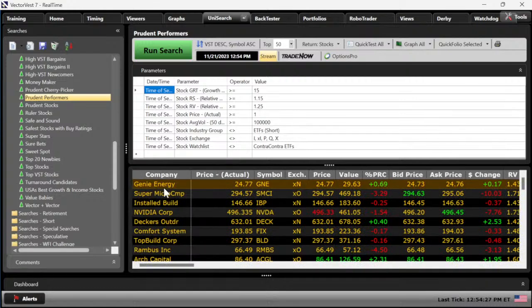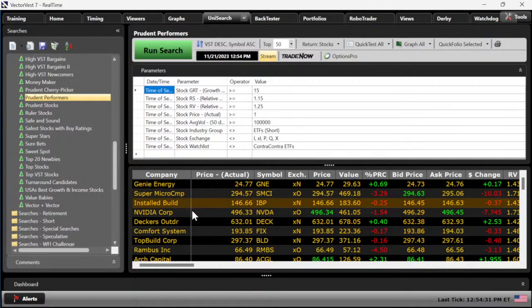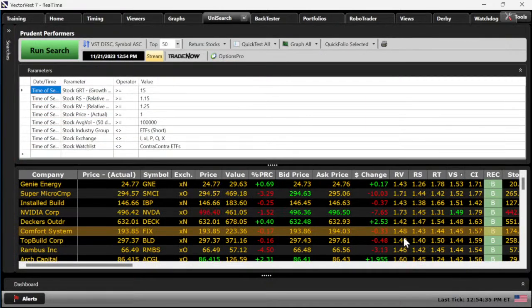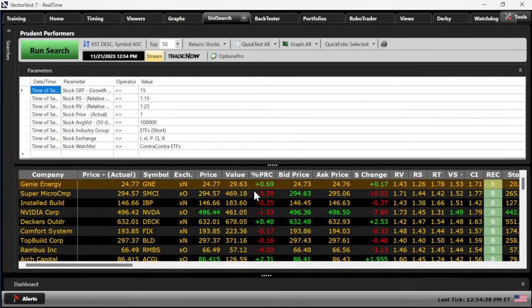No, okay. GNE, there's NVIDIA fourth down from the top. GNE, Supermicro, IBP, NVIDIA, Deckers, good stocks, right? Let's take a look at our indicators. Look at all the RVs, look at all the RSs. Price, for the most part, under their values.